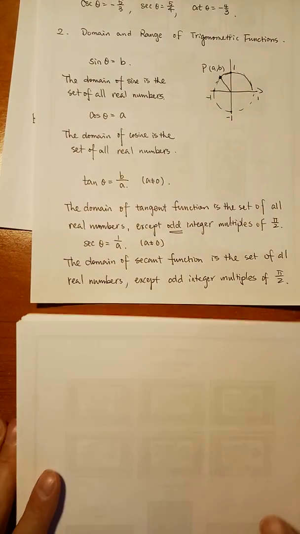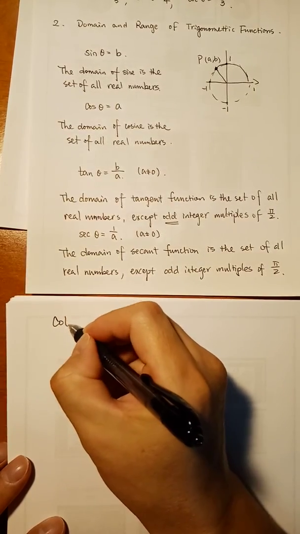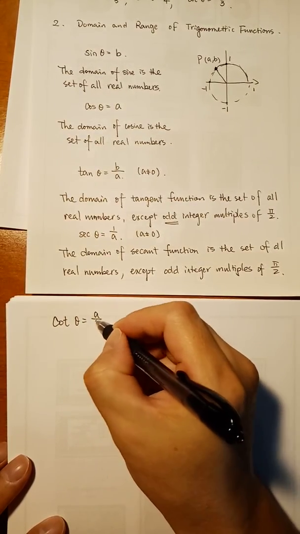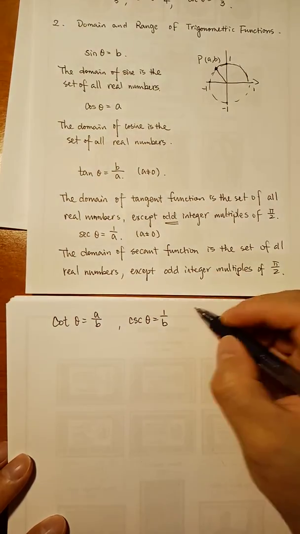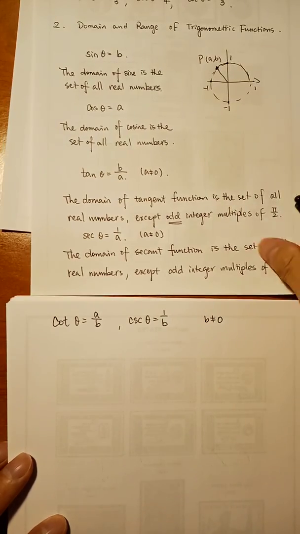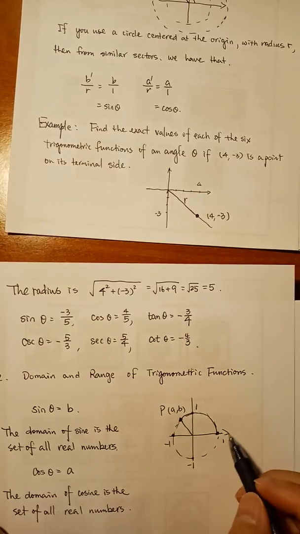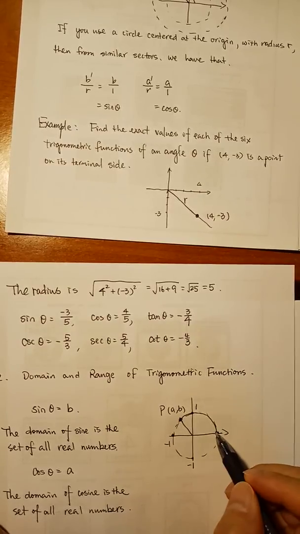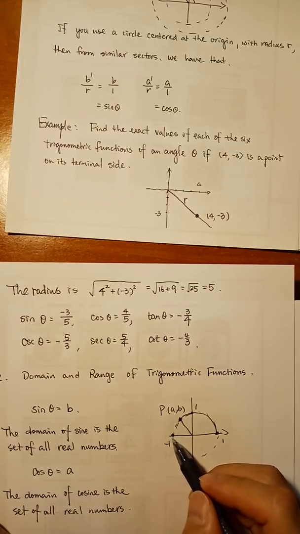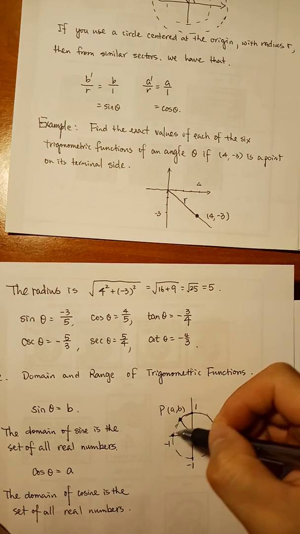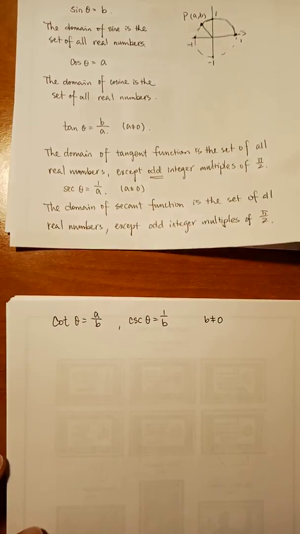And similarly, we get tangent, cotangent and cosecant. Cotangent of theta is a over b, and the cosecant of theta is 1 over b. So b is not equal to 0. Check where b is equal to 0: these two points, left and right point. Right point, the angle t is equal to 0. Left point, t is equal to pi. 0, pi, 2 pi, 3 pi, 4 pi. So they are the multiples of pi.